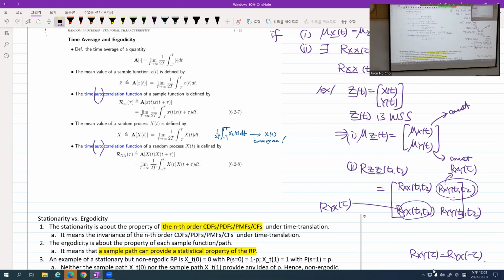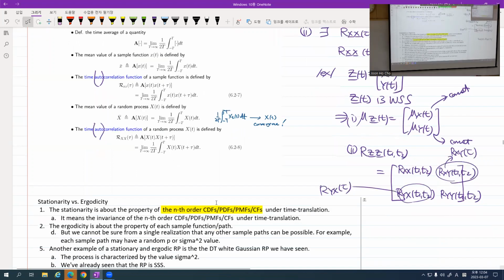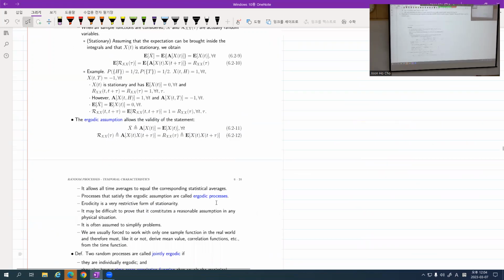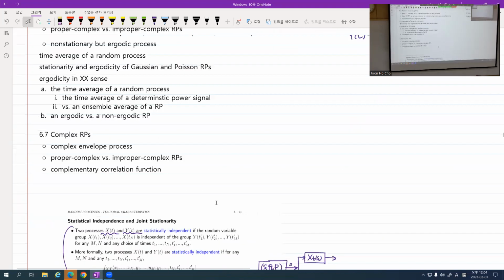So, at graduate level, we usually do not talk about joint wide-sense stationarity of two random processes. We just put them together into a vector and say that a random vector is wide-sense stationary. Done. Okay? Because that is more expandable to multiple random processes.